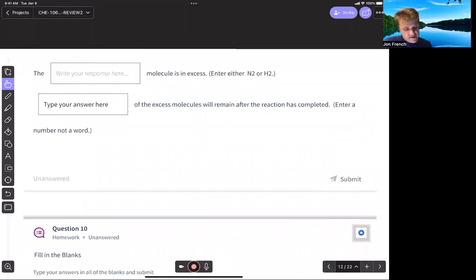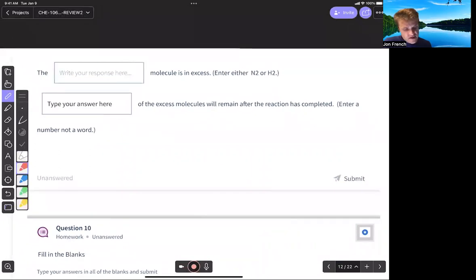What molecule is in excess? Nitrogen must be in excess because we had extra nitrogen, and then the excess molecules will remain. Basically, one nitrogen molecule will remain at the end of that reaction for question 9.